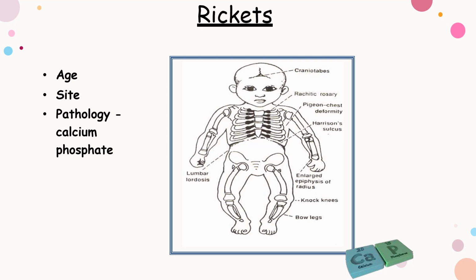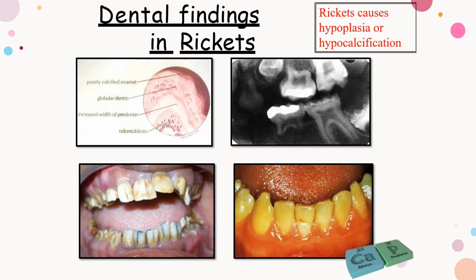And coming to the vitamin D deficiency disorders, the first one is Rickets. This is the most common condition you all know from your intermediate. It mostly affects children, the site is the bones, and the pathology is because of calcium phosphate deficiency. So the dental findings in rickets are hypoplasia or hypocalcification. There will be increased width of predentin and poorly calcified enamel, and odontoblasts are also seen.